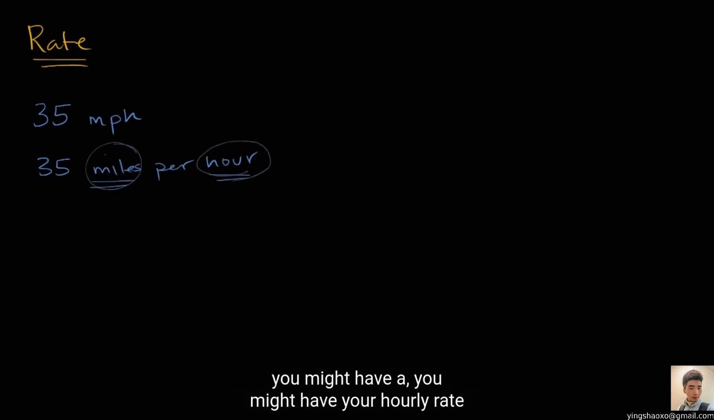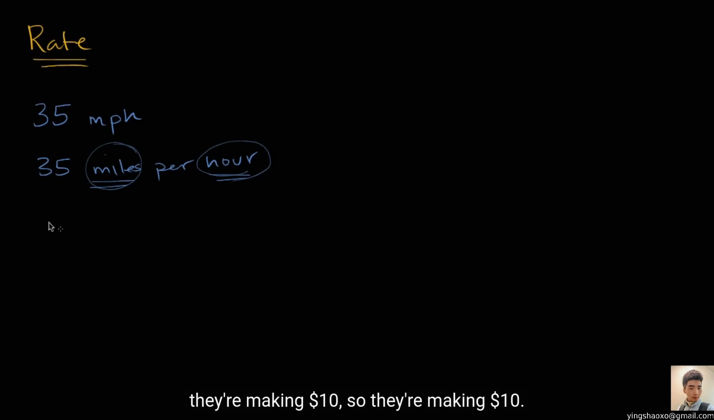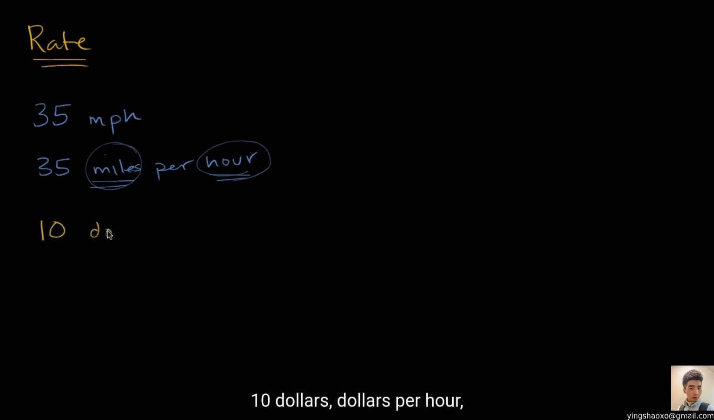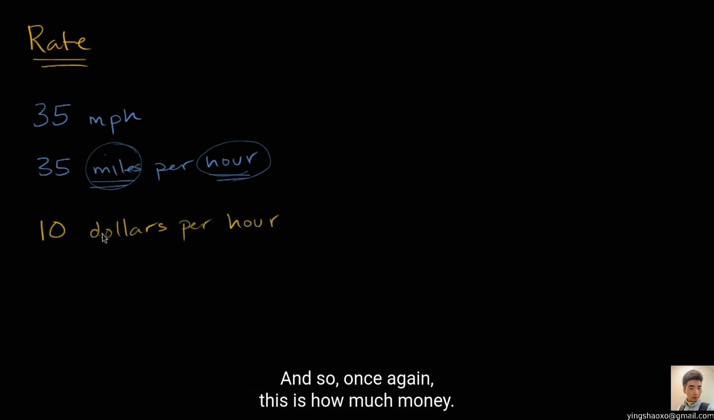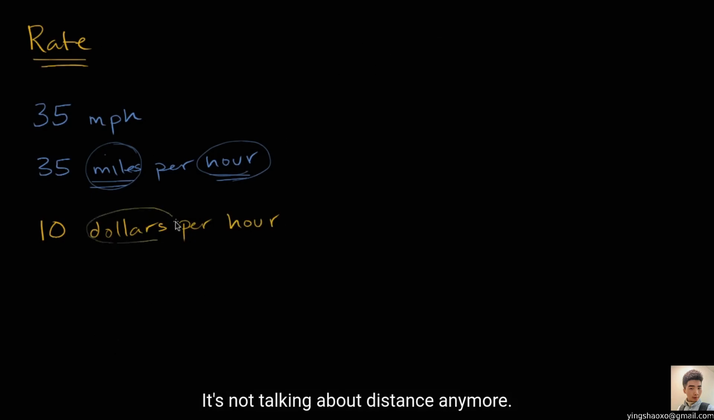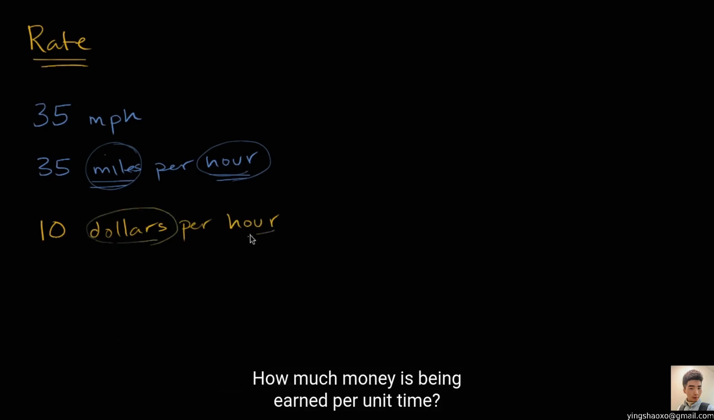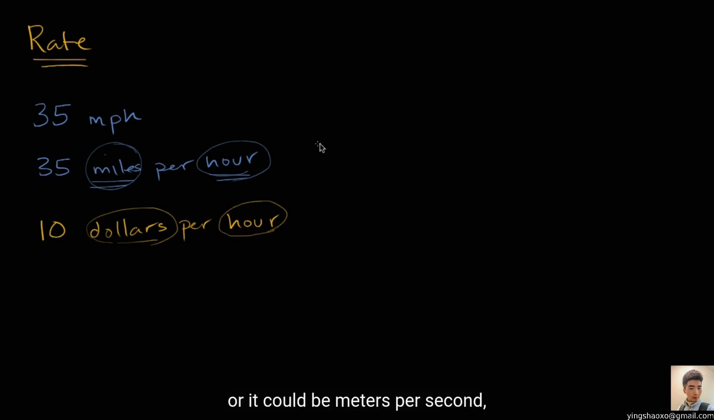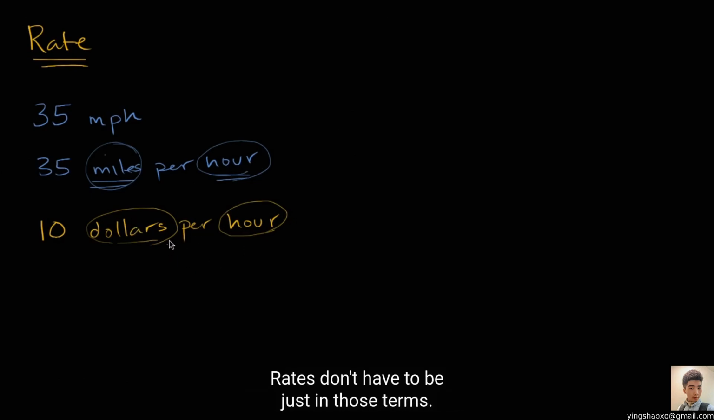You might have your hourly rate for someone who's doing some type of a job. They might say that they're making $10. So they're making $10, and actually, let me write the dollars out so the units become a little bit more obvious. $10 per hour. Dollars per hour. And so once again, this is how much money, it's not talking about distance anymore, how much money is being earned per unit time. And so even though rates are often associated with how much something is happening per some unit time, and it could be miles per hour, or it could be meters per second, or in this case, it could be your wage, it could be dollars per hour, rates don't have to be just in those terms.